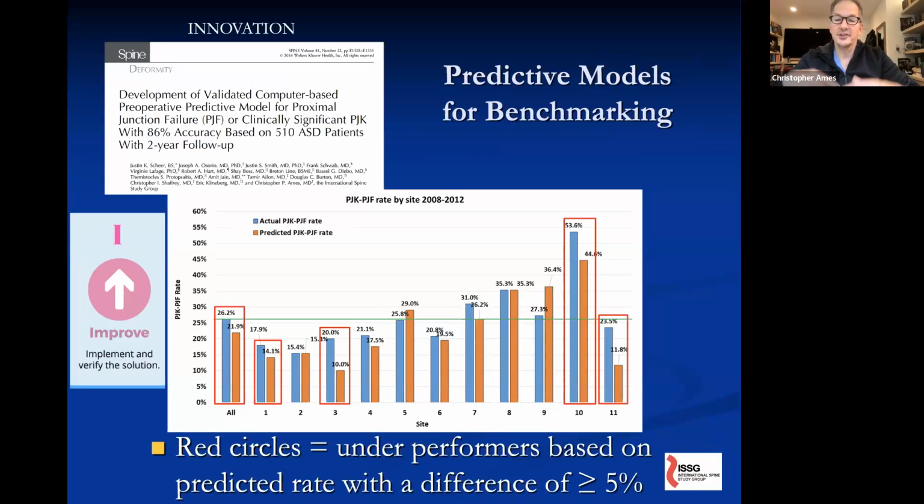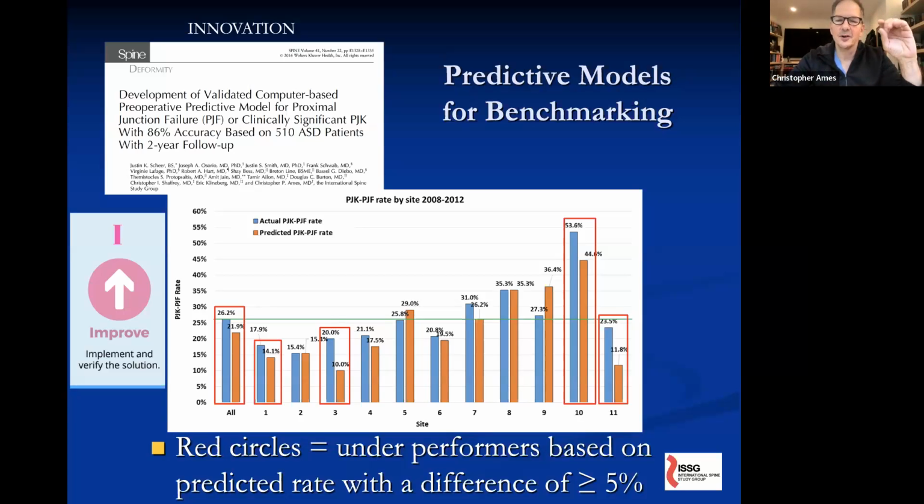And what we saw was a tremendous shift in the landscape of who was an over or underperformer. The only way to really accurately quality benchmark is by developing the most accurate models that would say, at your hospital, in your practice, the types of surgery you're doing, the types of patients you're treating, this would be your predicted rate of revision for proximal junctional failure. An average value completely creates an inaccurate picture for quality.